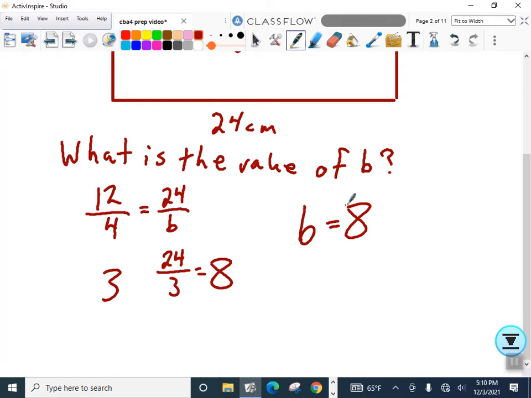Now let's prove that. 4 times 3 equals 12. 8 times 3 equals 24. So the proportion, 3, that is what we use to increase our original dimension to the larger dimension.